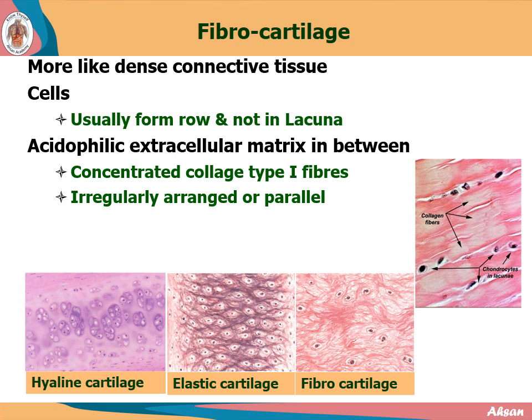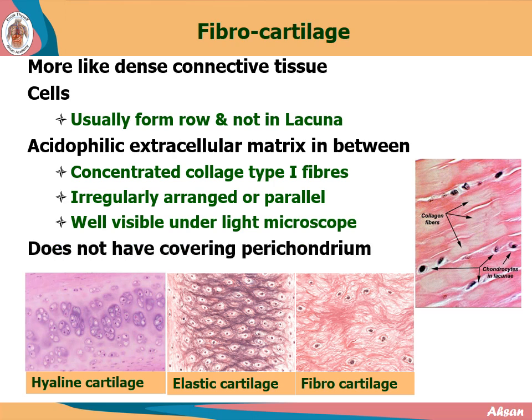Here the fibers are parallel and cells are in rows, but the second figure from the right is the fibrocartilage with irregularly arranged fibers, and the cells are not that regular in forming the row. So these fibers are well visible under light microscope. These fibrocartilages don't have the covering perichondrium.